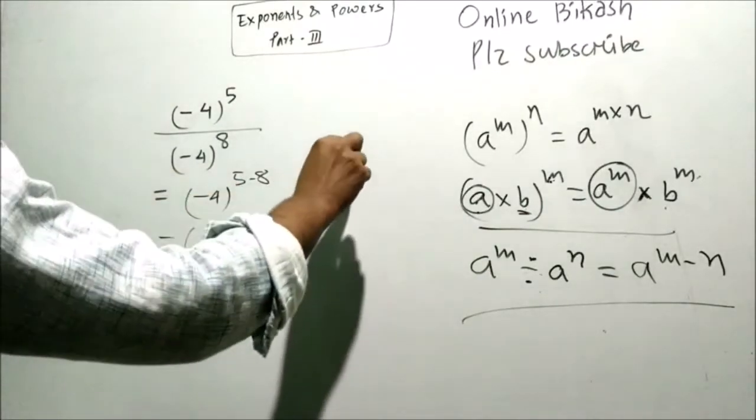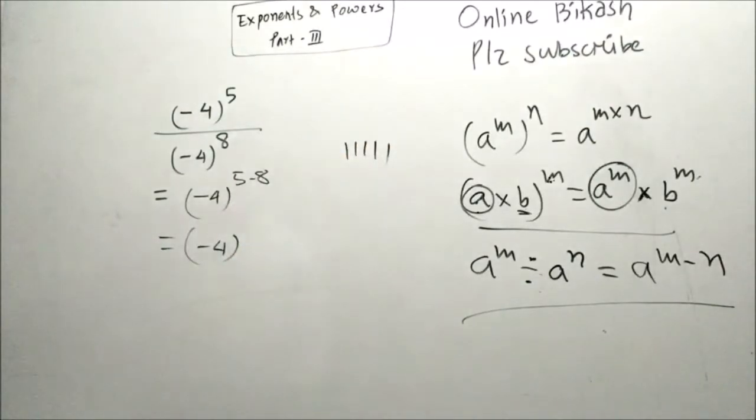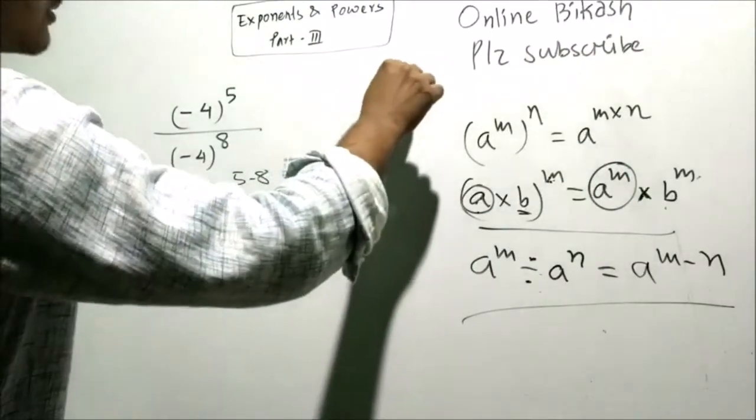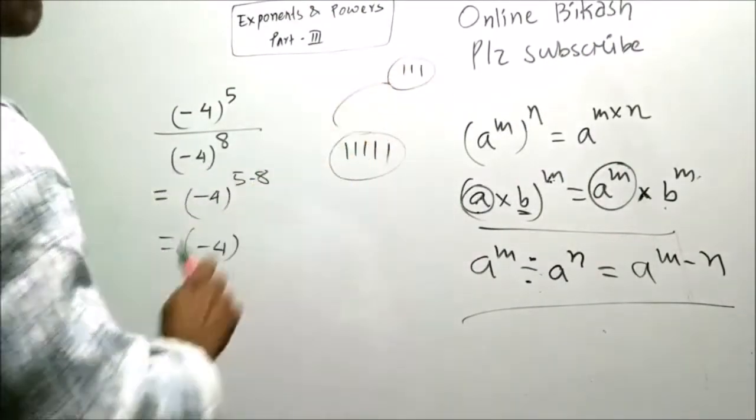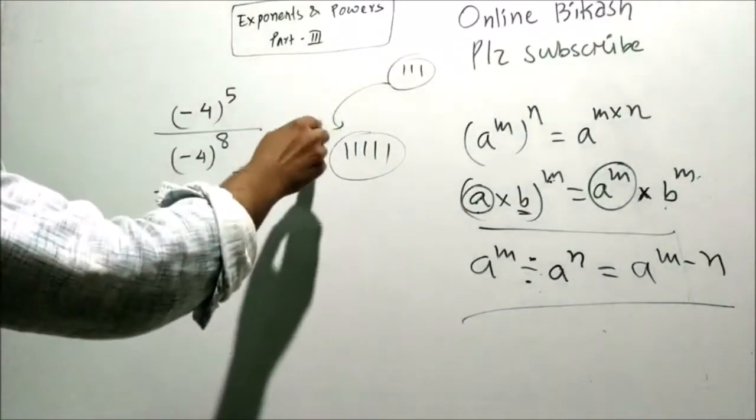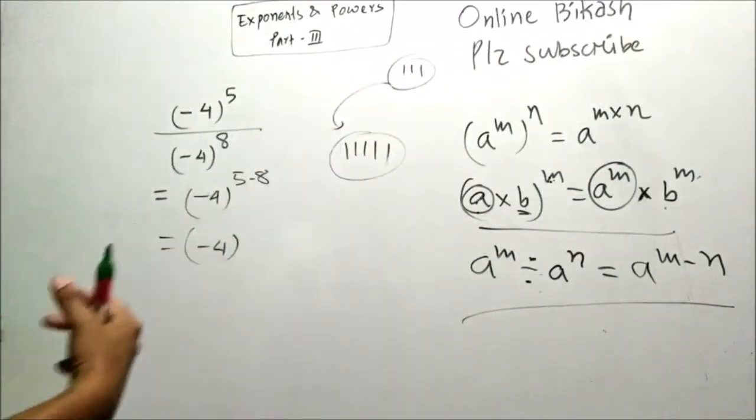You have 5 sticks. How many sticks? 5 sticks. And I ask you for 8 sticks. Will you be able to give me 8 sticks? Certainly not. So what will you do? You will give me these, and you will borrow these 3. Yes or no? You will borrow these 3. Now, then only you can give me.